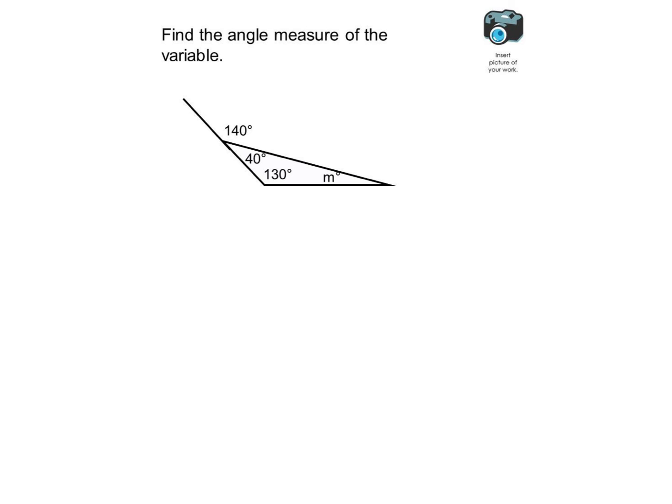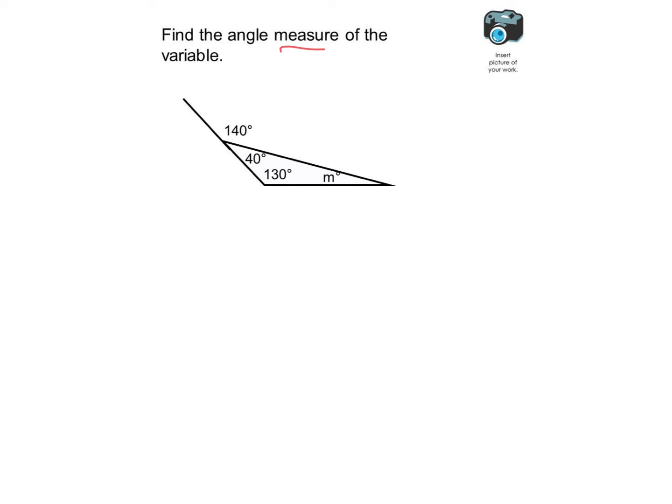Okay, hit pause and see if you can find the angle measure of the variable. The variable is b. Angle measure, you need to have your degree symbol. So hit pause and you try and find it. It's 10 degrees. If you have 10 degrees, move on to the next slide. If not, let's see what's going on.